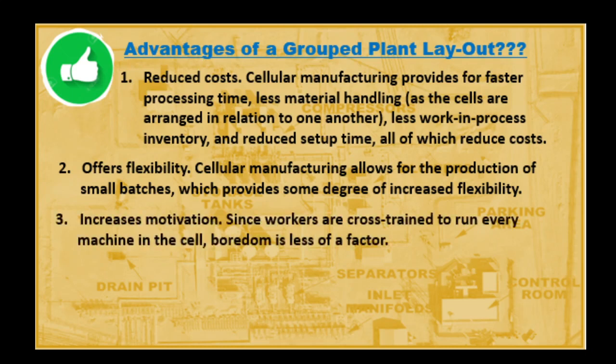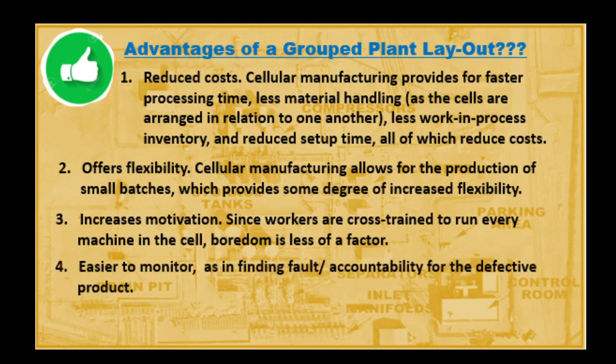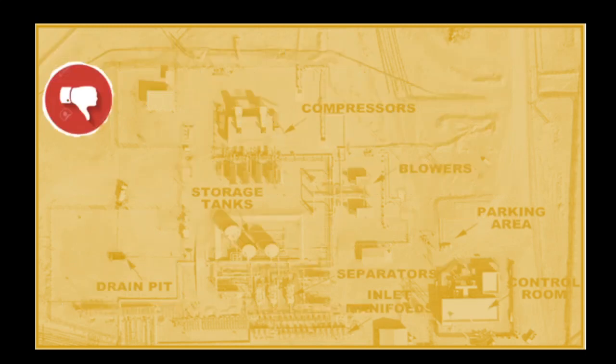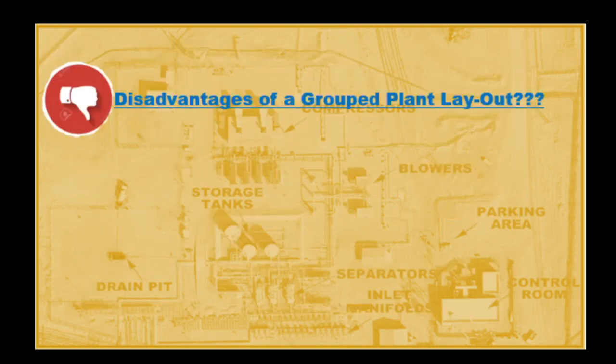So, third one, it increases motivation since the workers are cross-trained to run every machine in the cell. So, boredom o yung mababato sa isang work or task given is less of a factor. It is easier to monitor as in finding fault or accountability for the defective product. Other one is there is better use of human resources and easier to control as well as easier to automate. Doon naman tayo sa disadvantages.